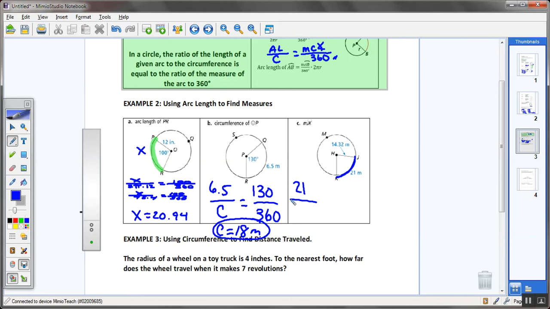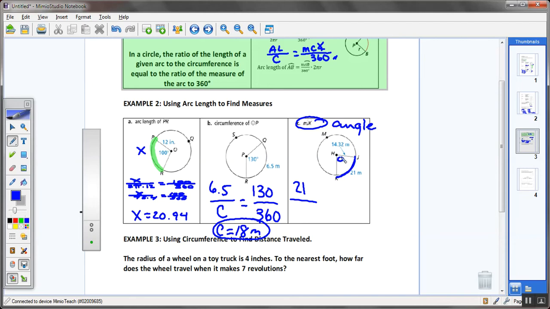And the thing I want you to understand is this. When they say what's the measure of arc JK, this is going to mean angle now. Because over here, notice how they wrote in part A the words arc length? What is the arc length? So when they say measure of JK, that's the measure of an arc in degrees, which would be the same as my central angle there.